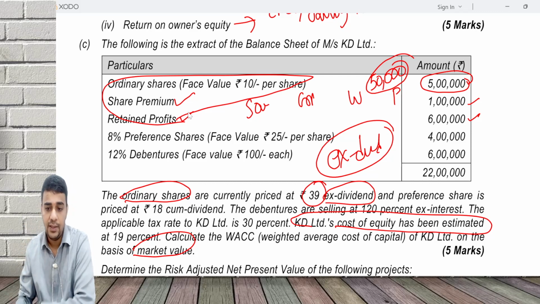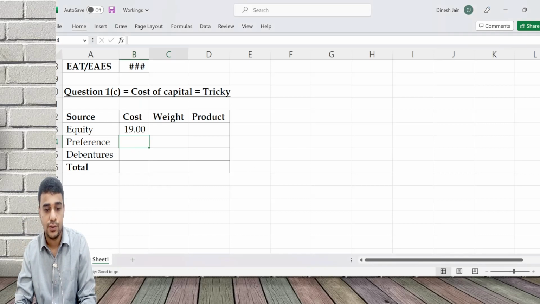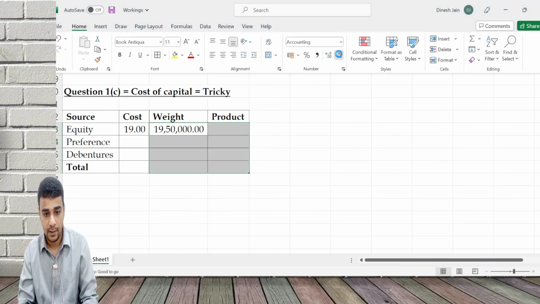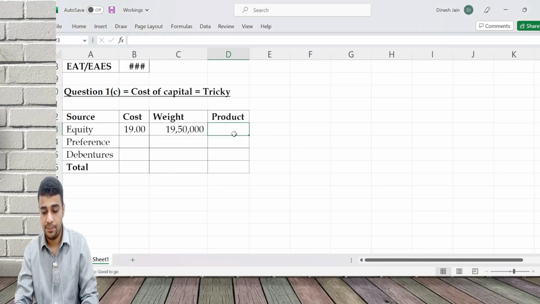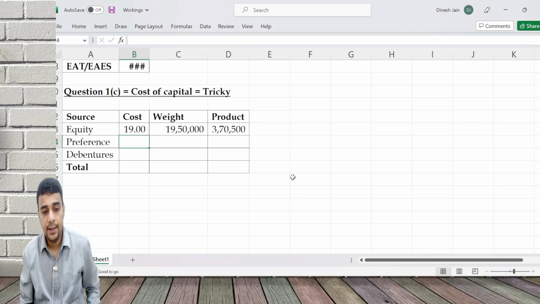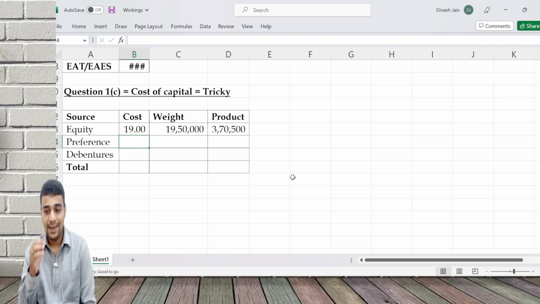Here it's ex dividend, so I'll directly use it: 50,000 shares into 39. Product is weight into 19%: 19 lakh 50,000 into 19%.